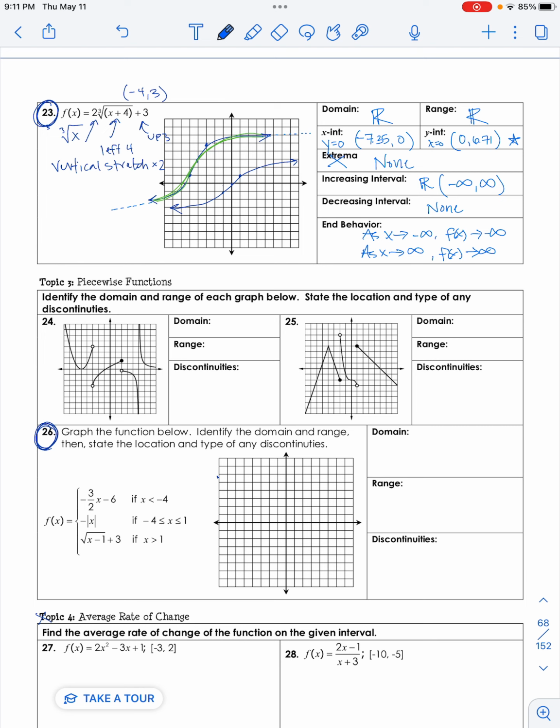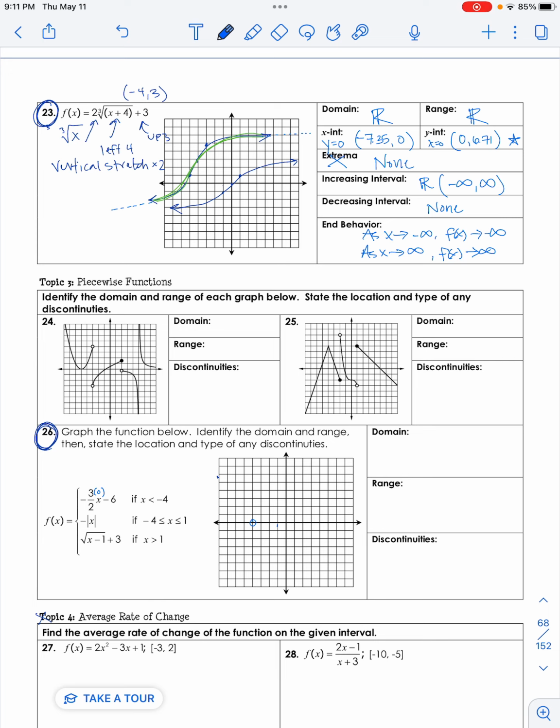Okay, moving down now away from transformations and talking about graphing piecewise functions. This is one function that's broken up into three pieces. The graph of negative 3/2 x minus 6 is the first piece. It's a line. It happens to have an x-intercept of negative 4, I believe, with an open circle. And I know that when I plug in 0 for x, which would be this point right here where the circle is, I get negative 4. And so that's how I know where the x-intercept is.